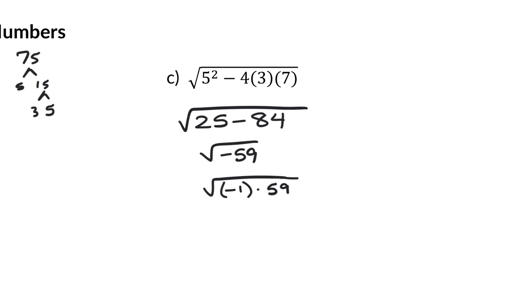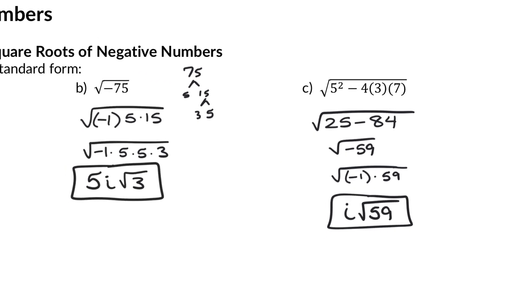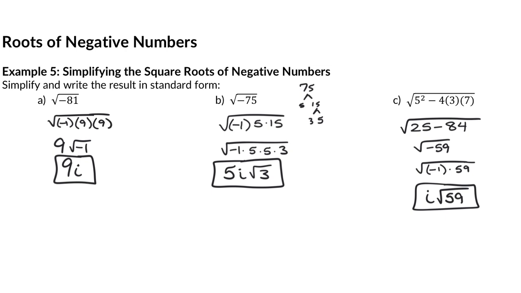So I know that the i gets to pop out, but that square root of 59 has to stay underneath the square root. And that's a simplified form. Does that look familiar to us? We've done that before probably, yeah?